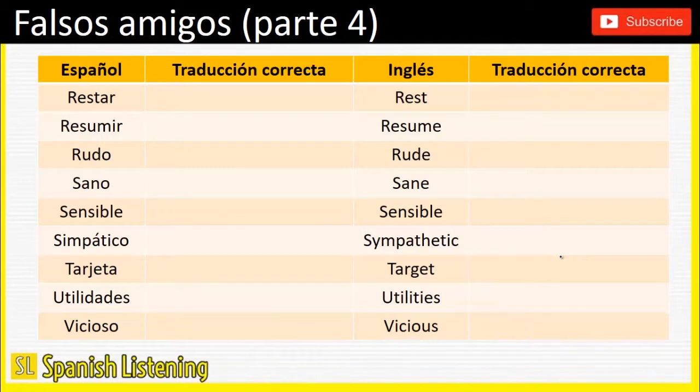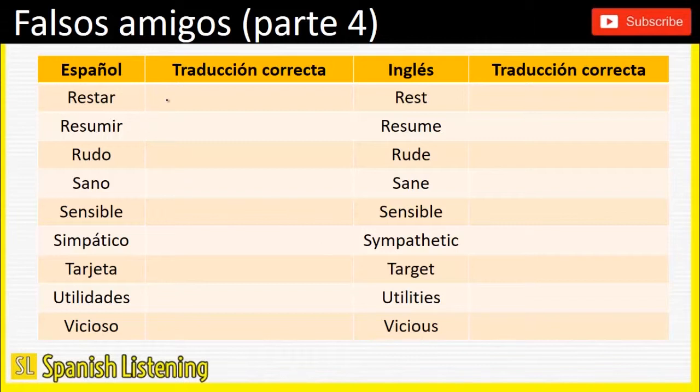Okay guys, so here we have a list again of false friends. We have this list of words. On the left column we have the words restar, resumir, rudo, sano, sensible, simpático, tarjeta, utilidades, and vicioso. On the other hand, we have in English rest, resume, rude, sane, sensible, sympathetic, target, utilities, and vicious.